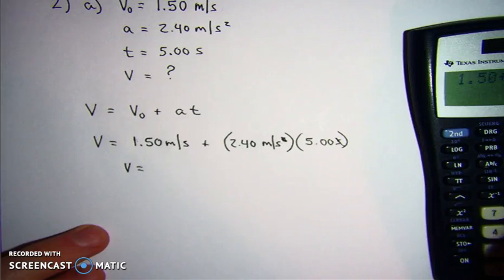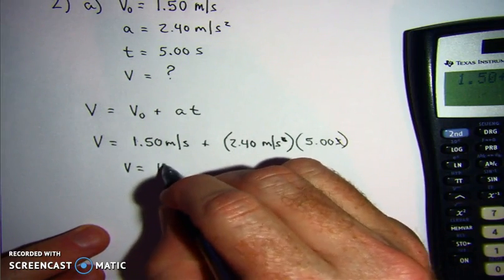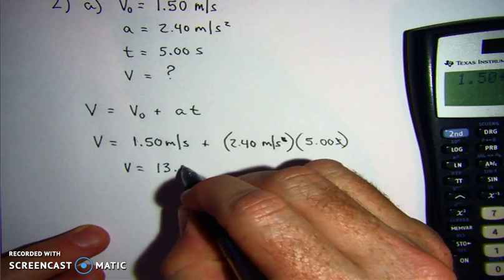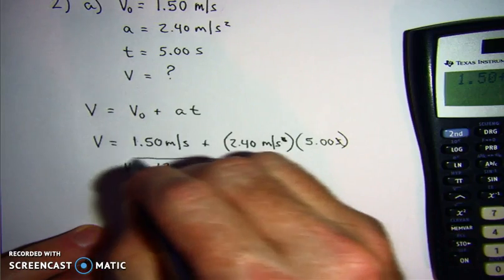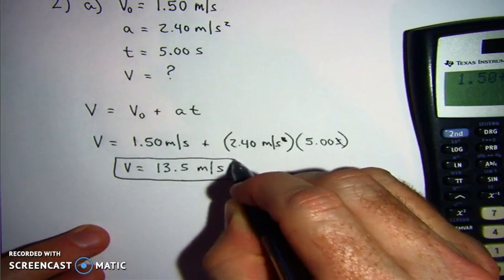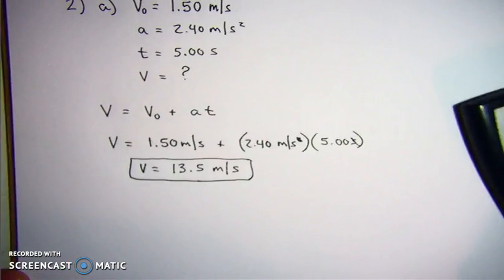And in 3 sig figs, we have 1, 2, 3, so the answer in 3 sig figs is 13.5 meters per second. That is the final answer to part A. That is how fast it will be moving after 5 seconds.